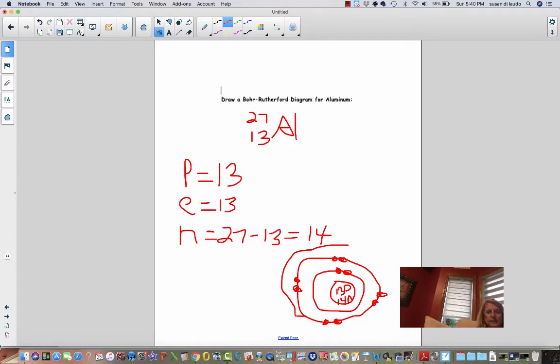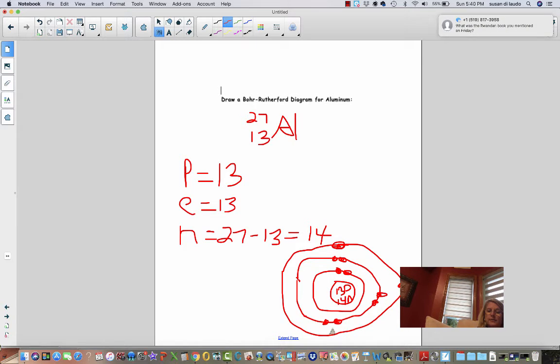Oh, this is hard to do on a computer. Okay, so there's my third, and I have to fit 3. So I'm going to go at 12 o'clock, 3 o'clock, and 6 o'clock. Okay, so again, this tells me something, and that's not a pretty Bohr-Rutherford diagram. Do a nicer one than that. But this tells me something.